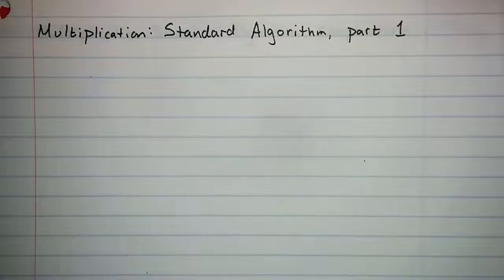So we've seen one algorithm for multiplication, but it's not the standard algorithm. Let's see what the standard algorithm for multiplication looks like. And first, we're going to just see the standard algorithm for multiplying a multi-digit number by a single-digit number.